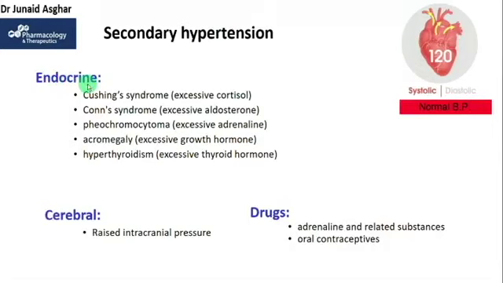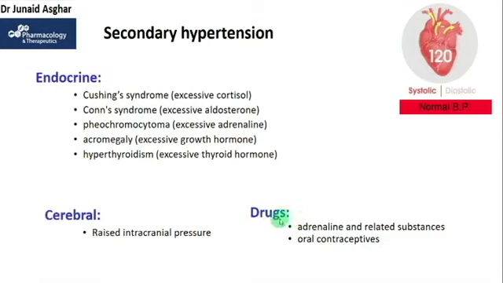It can be caused by some endocrine abnormalities such as Cushing syndrome, which is an excessive cortisol release disease, Conn syndrome, which causes excessive aldosterone release, pheochromocytoma, a benign tumor that can cause excessive adrenaline release from the adrenal glands. Acromegaly is causing excessive growth hormone secretion. Hyperthyroidism, which could lead to excessive thyroid hormone secretions. It could have some cerebral causes, like raised intracranial pressure, which can lead to high blood pressure.